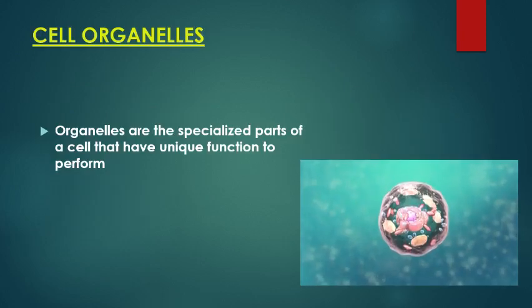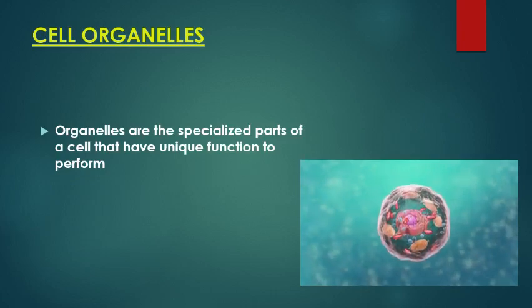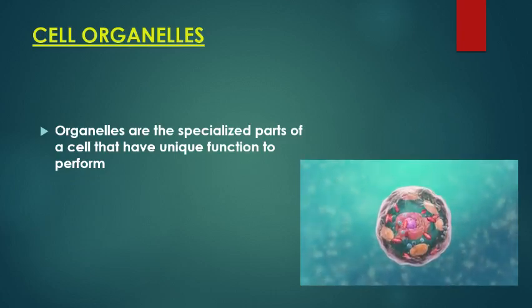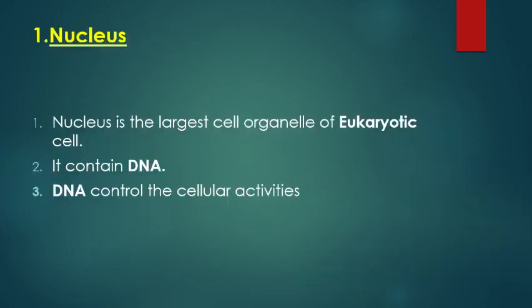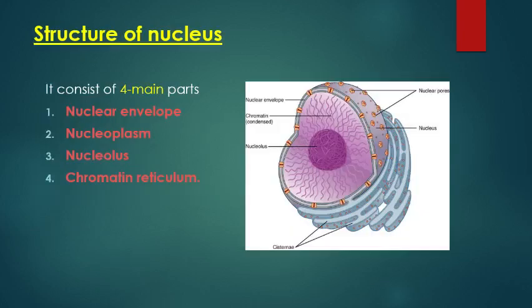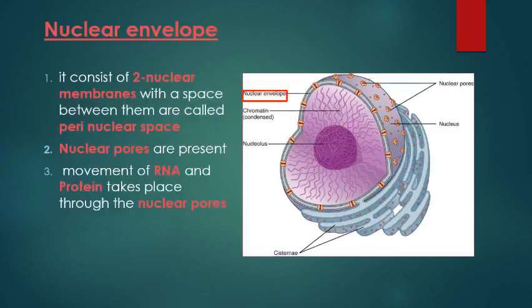Cell organelles. Organelles are the specialized parts of a cell that have unique functions to perform. Nucleus. Nucleus is the largest cell organelle of the eukaryotic cell. It contains DNA. DNA controls the cellular activities. Structure of a nucleus. It consists of four main parts: nuclear envelope, nucleoplasm, nucleolus, and chromatin reticulum.